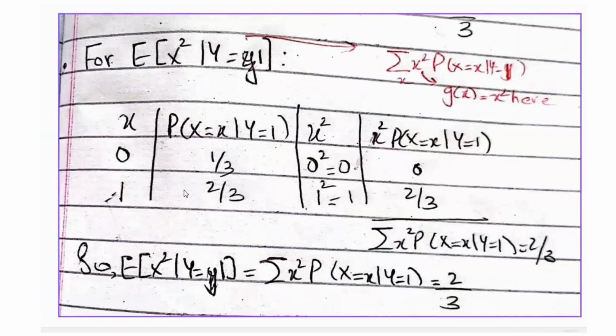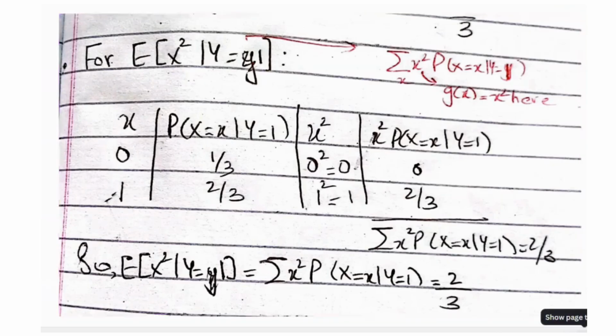Right, so here we make two additional columns. We first have our conditional PMF of x, the probability x is x given y is 1. Then we'll make x squared, which is 0 squared, 0, and 1 squared is 1. And then we'll make another column of x squared times the probability x is x given y is 1. So this is 0 into 1 by 3, which is 0, and 1 into 2 by 3, which is 2 by 3. From here we can see what the summation of x squared times the probability x is x given y is equal to 1 is. And that's our expected value of x squared given y is 1.